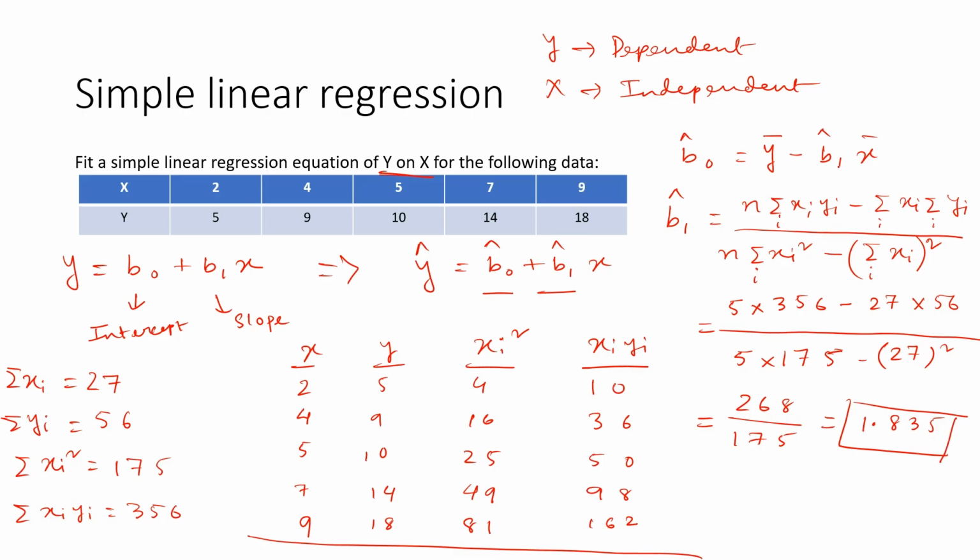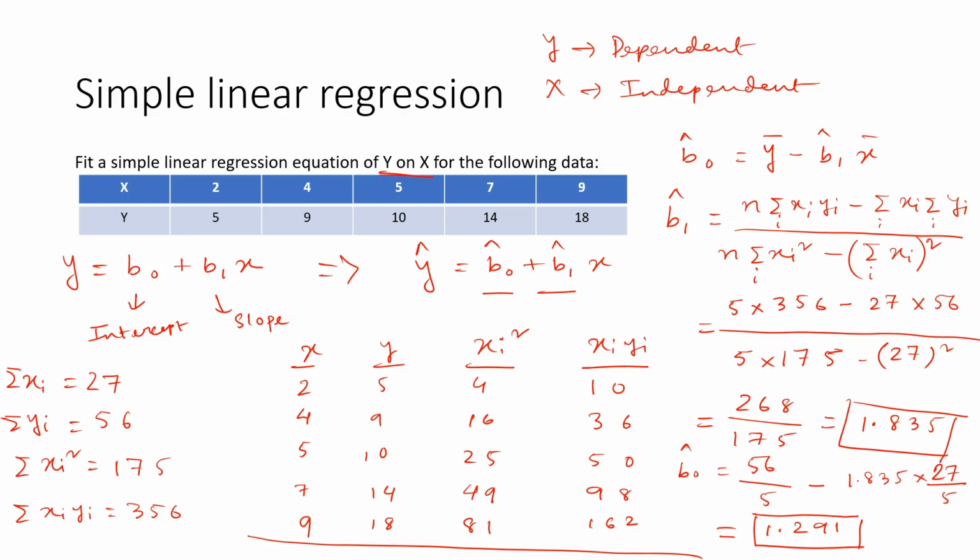Next, we put these values in to calculate b naught hat. For b naught hat, we need to find y bar and x bar. So y bar is summation yi, that is 56, divided by n, that is 5, minus b1 hat, that is 1.835, into summation xi by n, the formula of x bar, so it will be 27 by 5, which is equal to 1.291 if we simplify. So this is the fitted value of b naught hat, the intercept parameter.